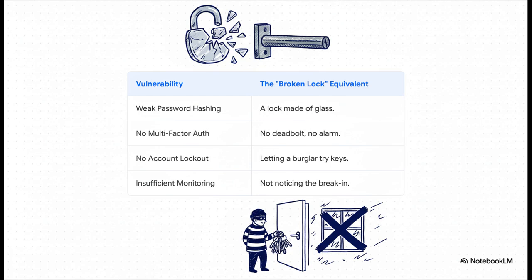So what went so horribly wrong? Well, first, their password storage was the digital equivalent of a lock made of glass. Super easy to break. There was no deadbolt, no MFA was offered. They also didn't lock accounts after too many failed login attempts, which is just like letting a burglar stand at your front door and try keys all day long. They basically failed on every single important level.